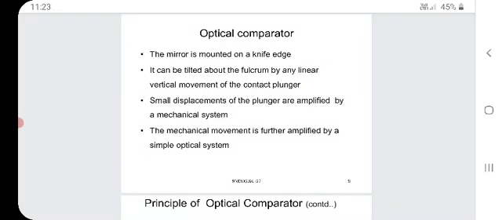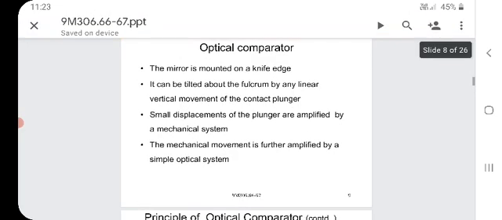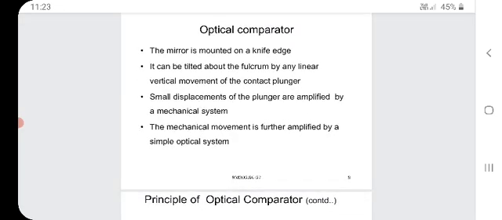The mirror is mounted on a knife edge. It can be tilted about the fulcrum by any linear vertical movement of the contact plunger.